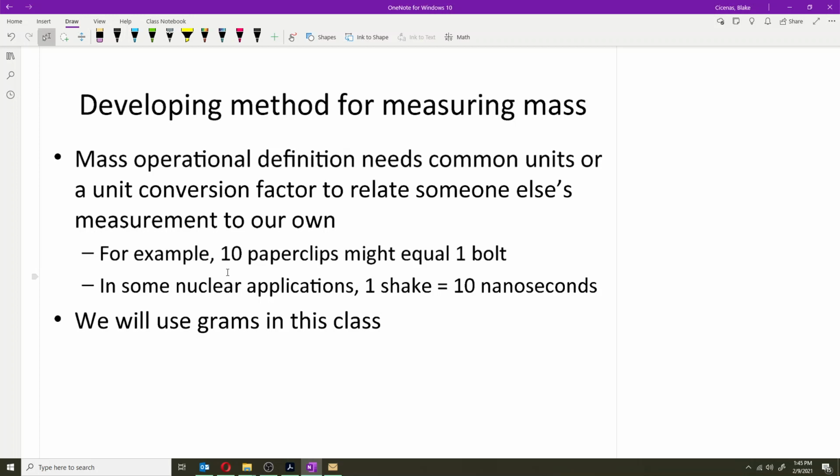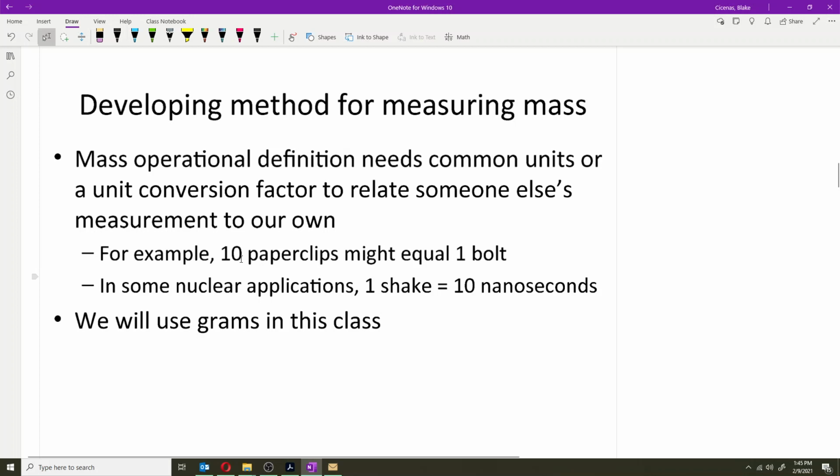In some nuclear applications, there are some weirder units out there, like 1 shake is equal to 10 nanoseconds. And there's some cooler things like a microcentury? I don't know. I can't remember, so maybe I shouldn't go with that. I'll come back to that thought. I thought there was a cool unit conversion in my head, but I can't remember it off the top of my head now.